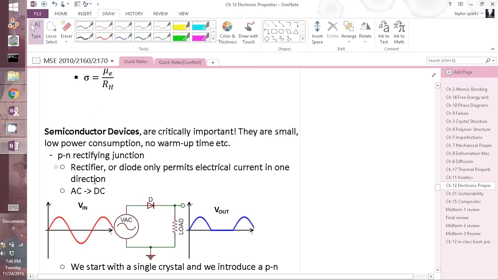Okay, we're almost done today. The last thing that we're going to talk about is semiconductor devices. We're only going to cover a few of the basic ones, and these are critically important. They're small, they have low power consumption, they can be cycled back and forth very rapidly.